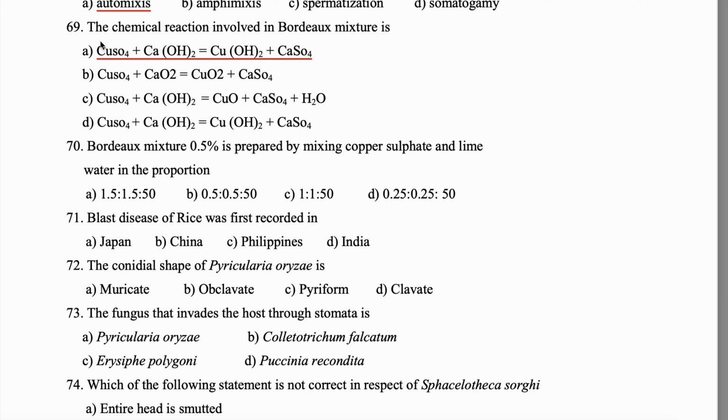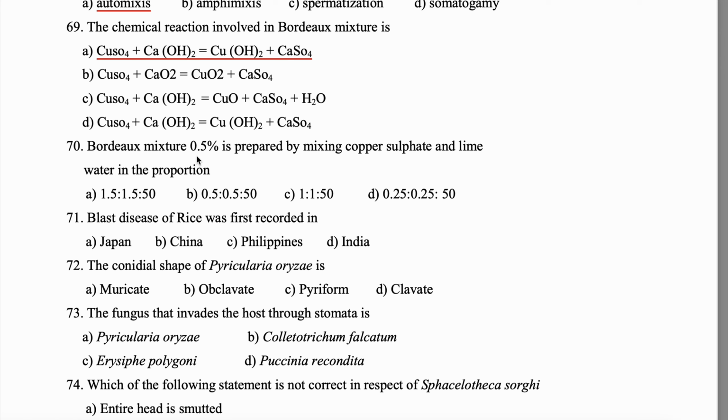Copper sulfate we have seen here, and this calcium hydroxide, what is this? This is actually the lime that we use, which is used as a safener. Now coming to the composition, for 1% we normally use 1:1:100. So 1% of copper sulfate, 1% of lime, which is dissolved in 100 ml of water.